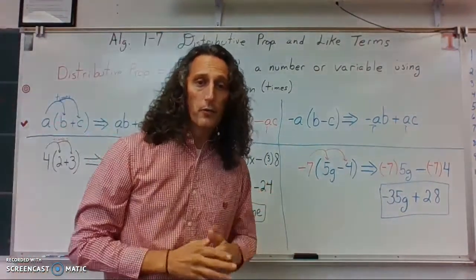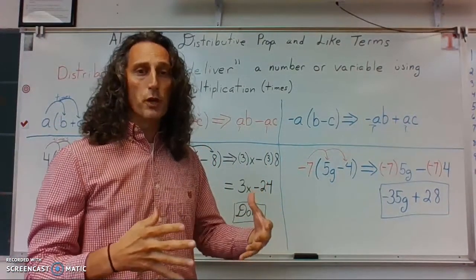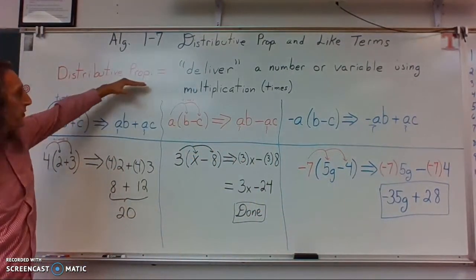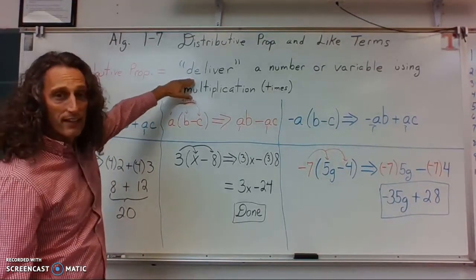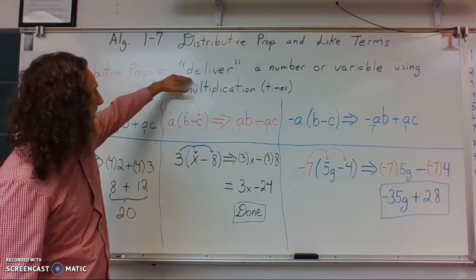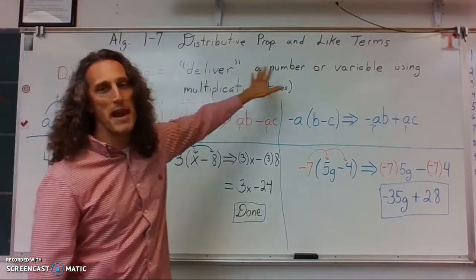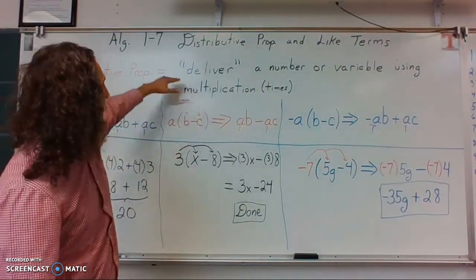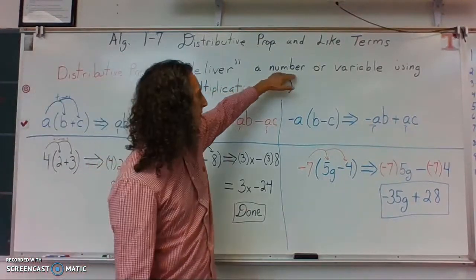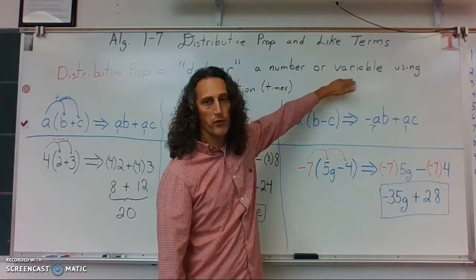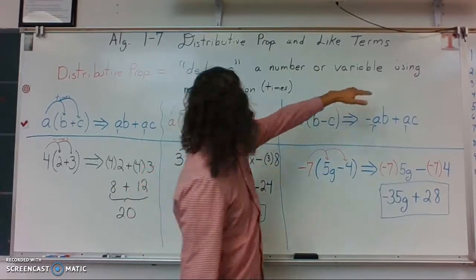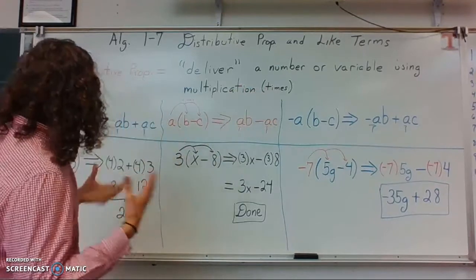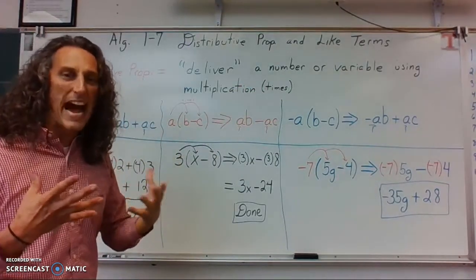All right, so now that you have it copied down in your notes, I'll go through. So we have the distributive property. Now I put "deliver" in quotations because this is not a mathematical definition. This is my own, right? So it's like delivering a number or a variable. We know what a variable is, x, y, using multiplication or times. So let's take a look at how it looks in algebra.